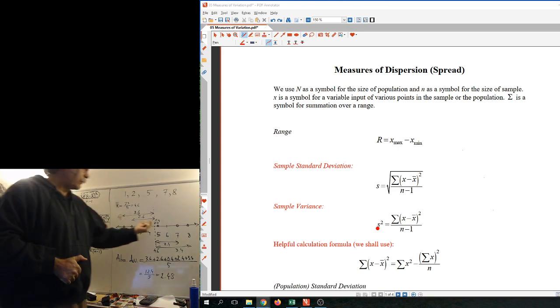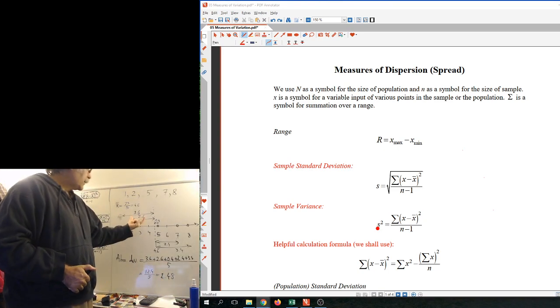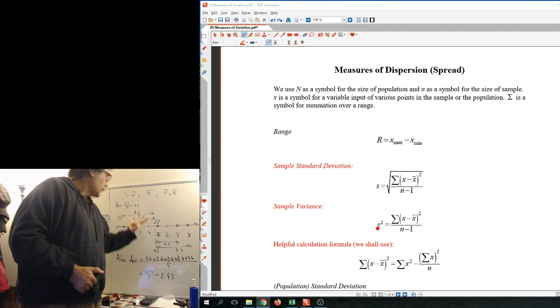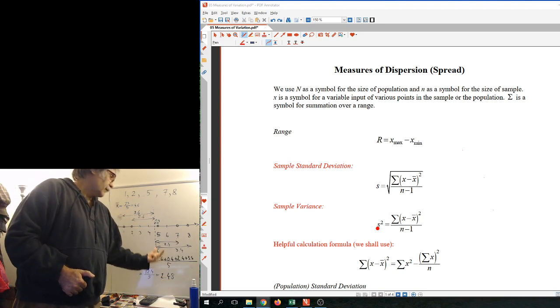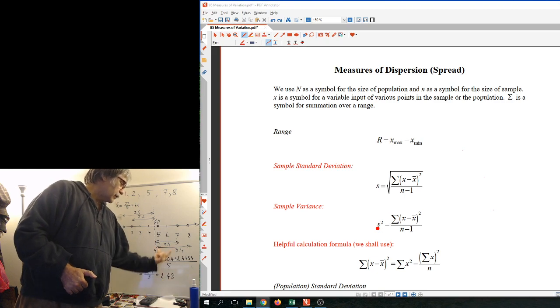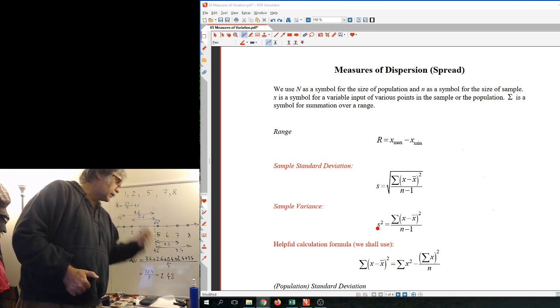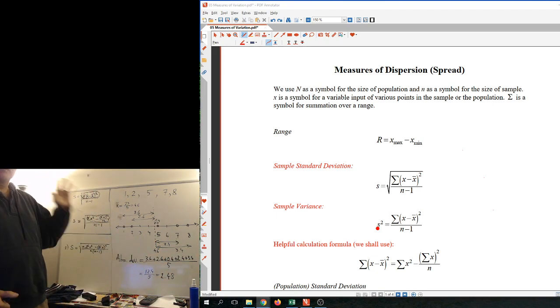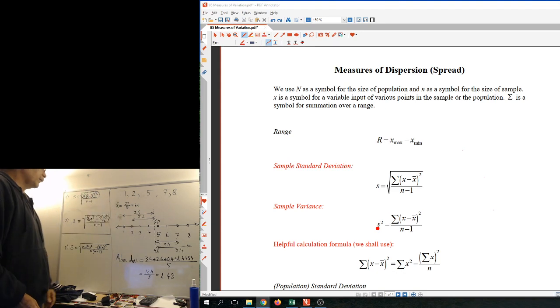So this one is quite a bit closer than this. This one is a little more than that. This one is a lot more than that. This one is almost like this, and this one is further than this. But on average, they are 2.48 away from the mean.